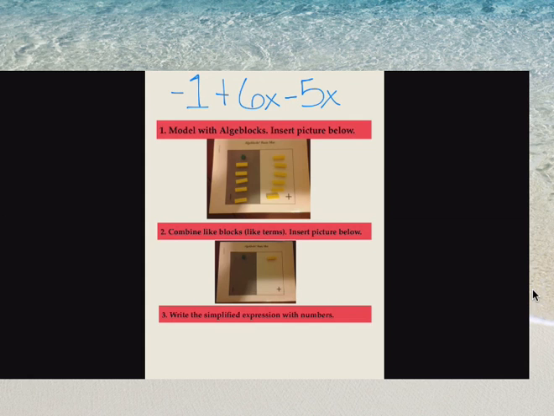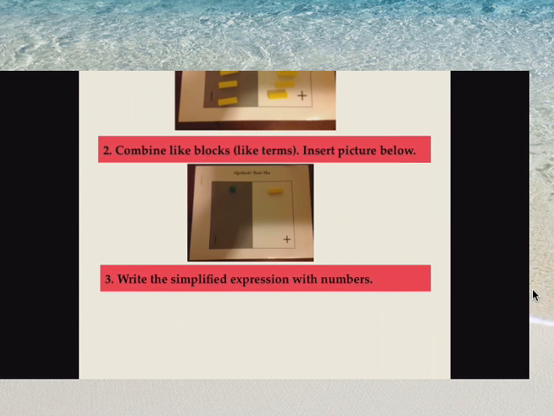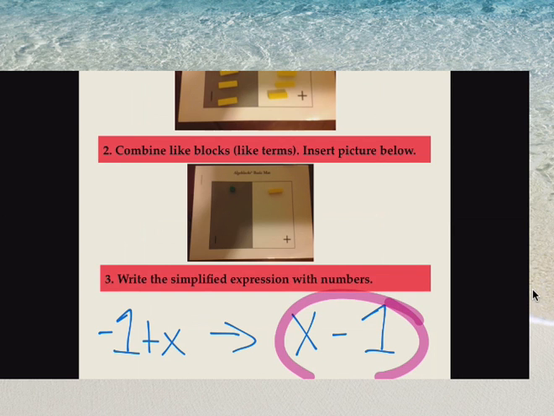Alright, now remember the last step of this is to write the simplified expression with numbers. So looking at my picture here, I can see that I have -1 plus x represented. And just because we're awesome mathematicians, we're actually going to flip the order and write the variable first. For some reason in algebra, that's just considered the proper way to write things, just like when you capitalize the first letter in a sentence. So we're going to write this expression simplified as x minus 1.